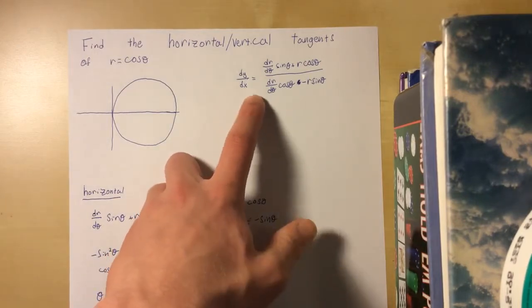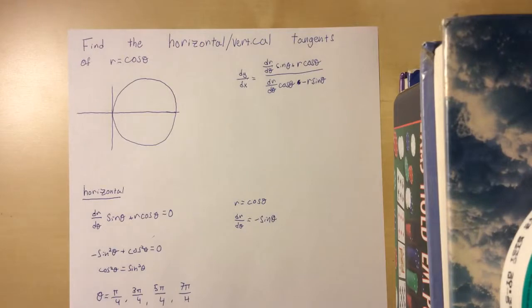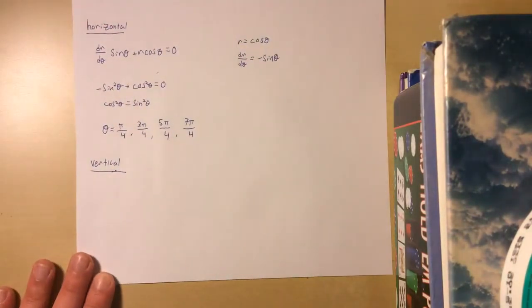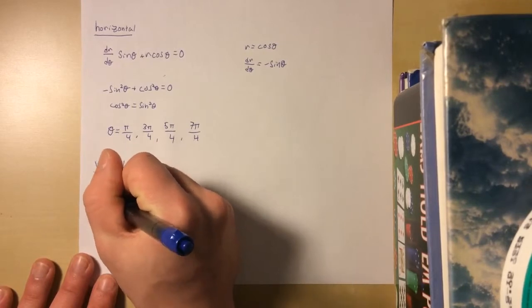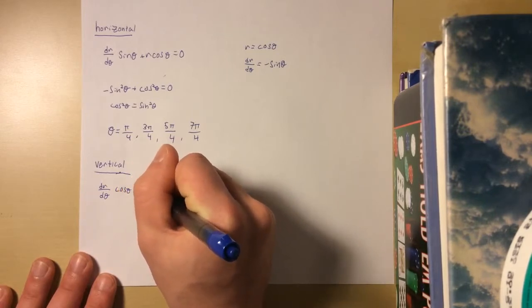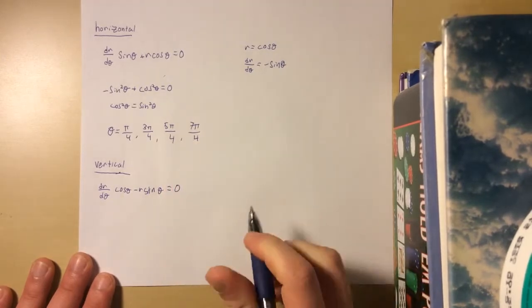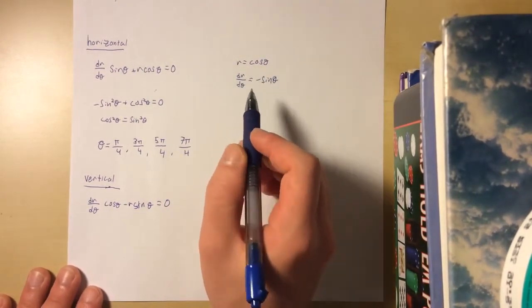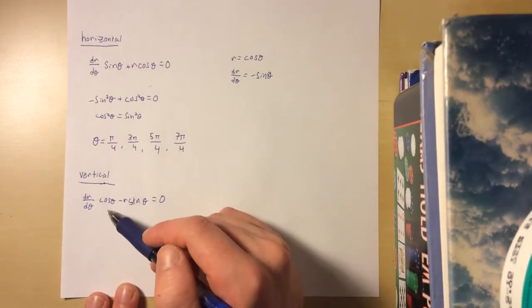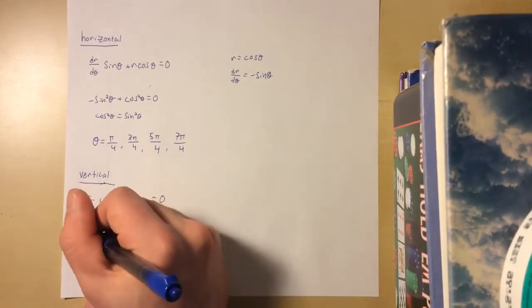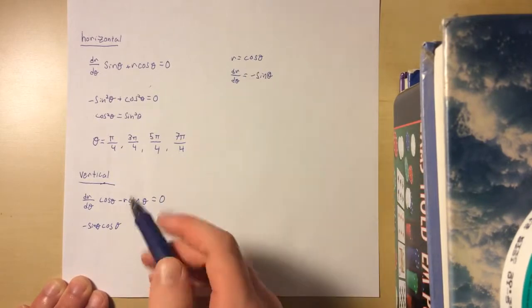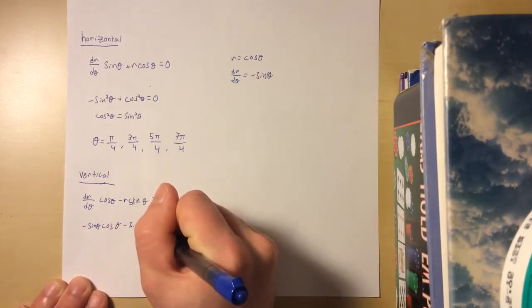And when will this be undefined? Well, it'll be undefined when the denominator is equal to 0. So we really don't care about the numerator. We just want the denominator to equal 0. So pretty much all we're going to do is solve for when the denominator of our tangent equation of dy dx is going to equal 0. Once again, we know r equals cosine theta, dr d theta equals negative sine theta. And from here, once again, we're just going to be plugging in values. So if we plug in dr d theta, we get negative sine theta cosine theta. And again, I guess we get another negative sine theta cosine theta.